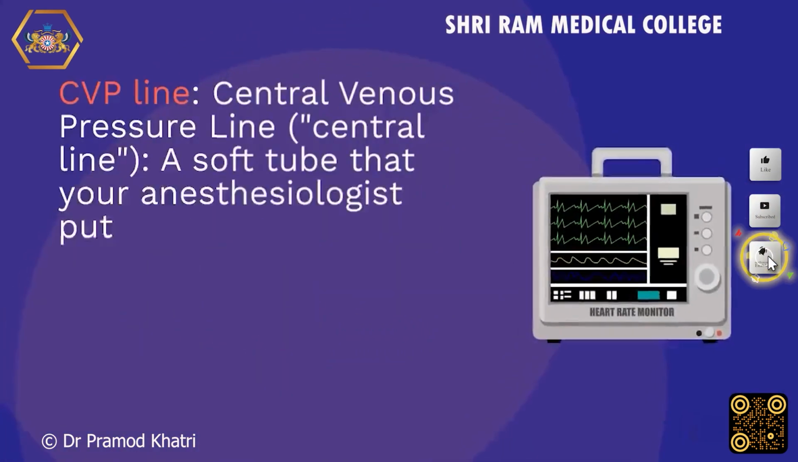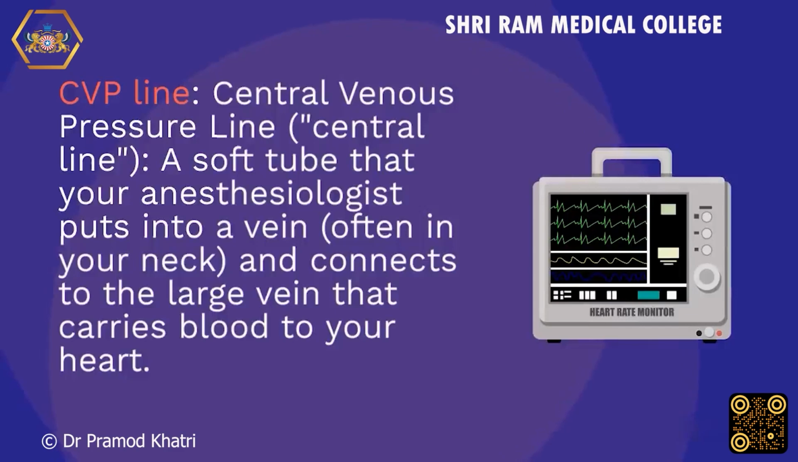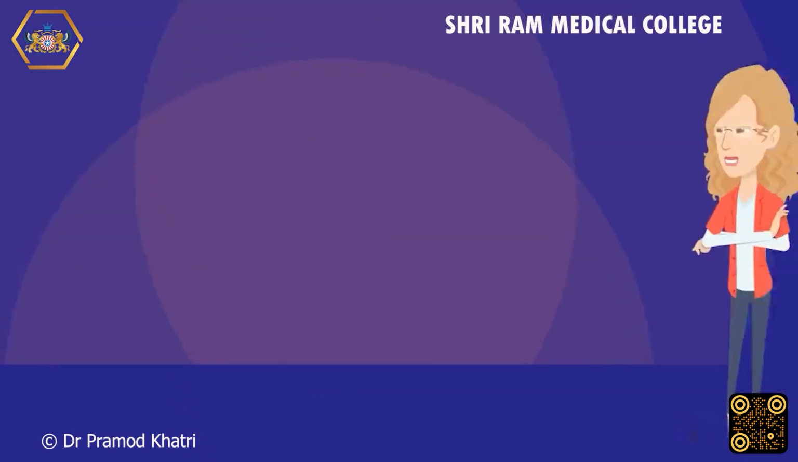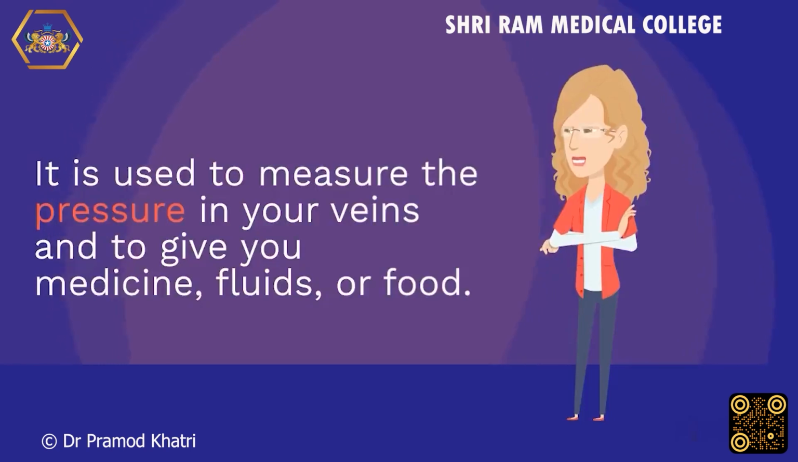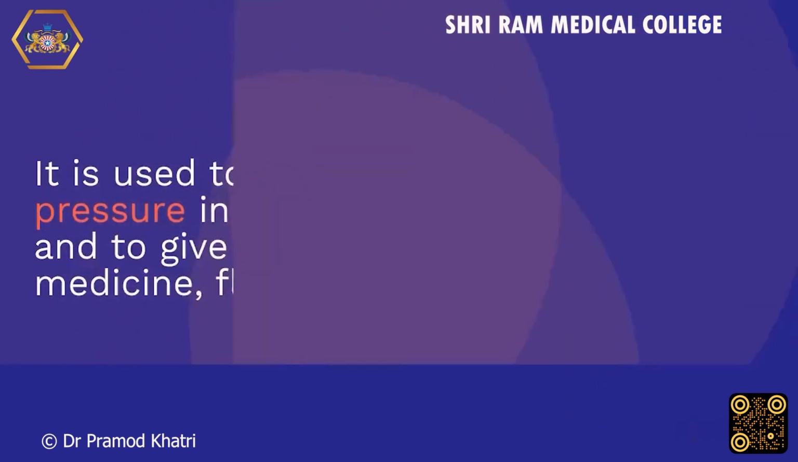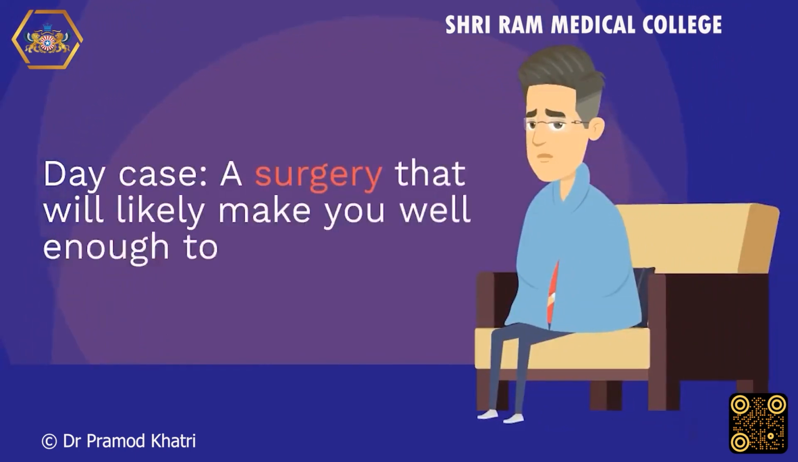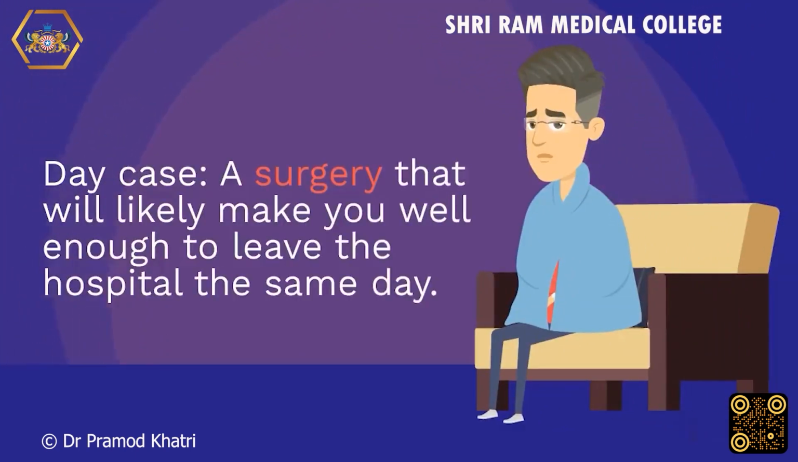CVP line, central venous pressure line, central line, a soft tube that your anesthesiologist puts into a vein, often in your neck, and connects to the large vein that carries blood to your heart. It is used to measure the pressure in your veins and to give you medicine, fluids, or food. Day case, a surgery that will likely make you well enough to leave the hospital the same day.